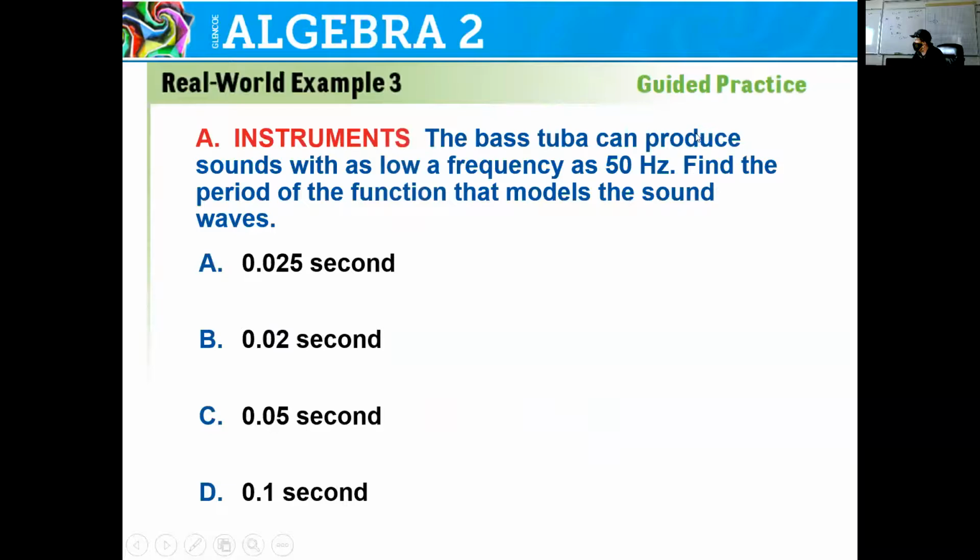Okay, the bass tuba can produce sounds with a frequency as low as 50 hertz. Find the period of the function that models the sound. So that would be 1/50th, which would be 0.02.